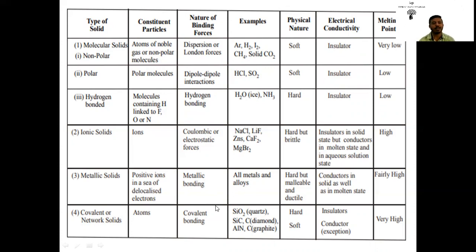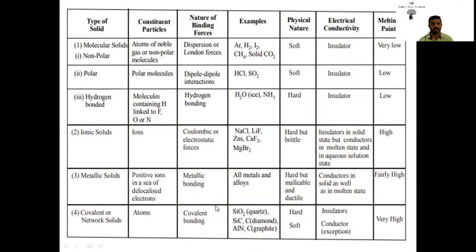Then the second type of molecular solids is polar molecular solids. In polar molecular solids, polar molecules are the constituent particles, and the force of attraction is dipole-dipole interaction. Examples are HCl, SO2, any molecule with dipole moment not equal to 0. Physical nature: they are also soft, act as insulators, and the melting point is low.